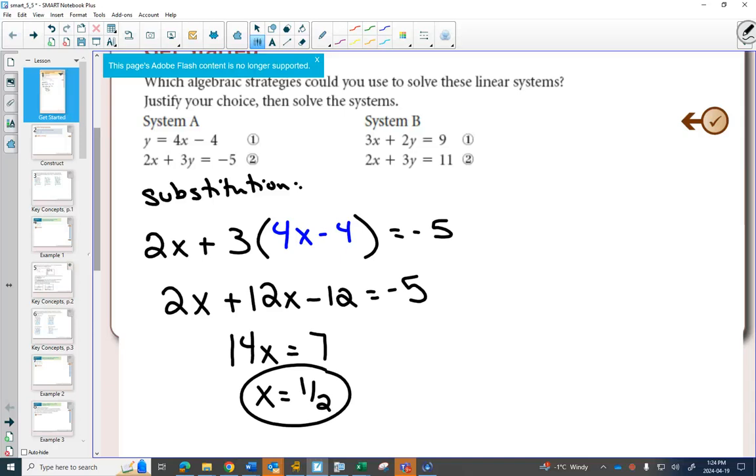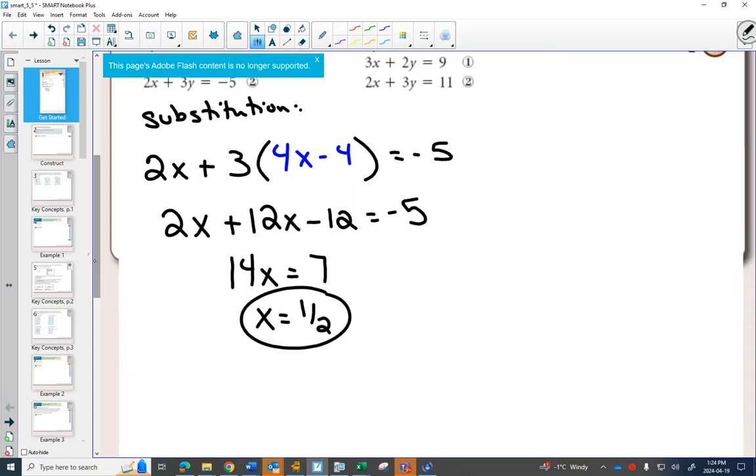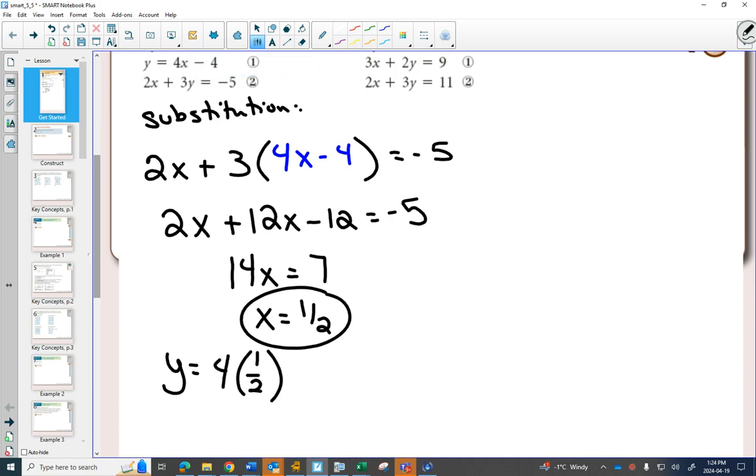Now we can find y by plugging that x back in. And you could plug it into equation 1 or equation 2. It looks like equation 1 is less work. So I would plug in the 1/2 for my x. And I get 1/2 comma negative 2. On a graph, this would mean that on the graph they intersect at 1/2 comma negative 2.